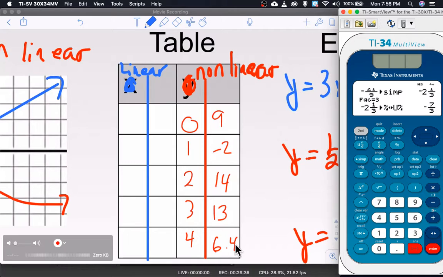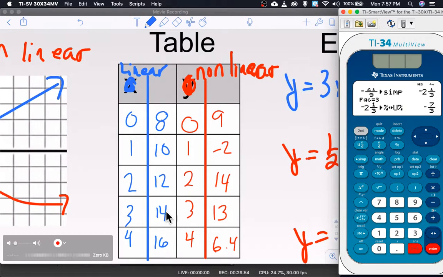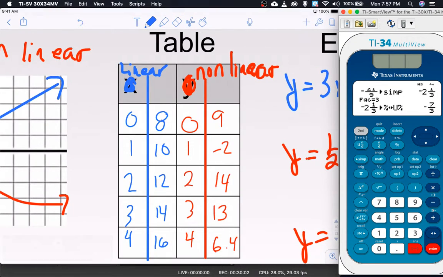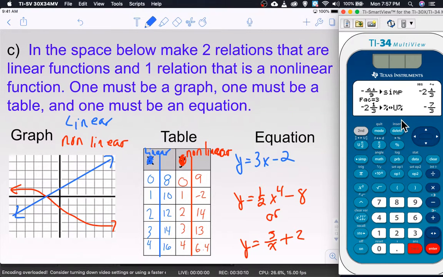By contrast, a linear function follows a pattern. 0, 1, 2, 3, 4. How about 8, 10, 12, 14, 16. I'm just going up by 2 each time. Linear functions follow a pattern. Nonlinear functions don't follow a nice consistent pattern. So I did both linear and nonlinear for each. You only had to do one nonlinear and two that are linear. But I wanted to show you different varieties of things you could have said.